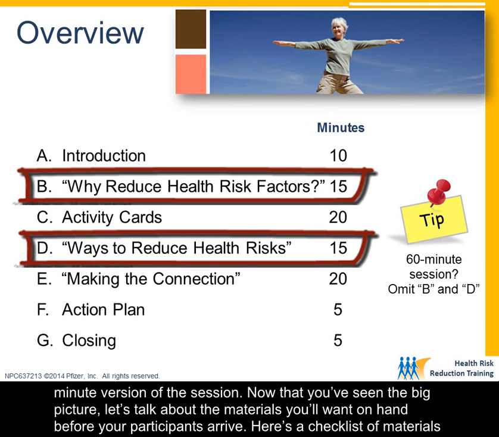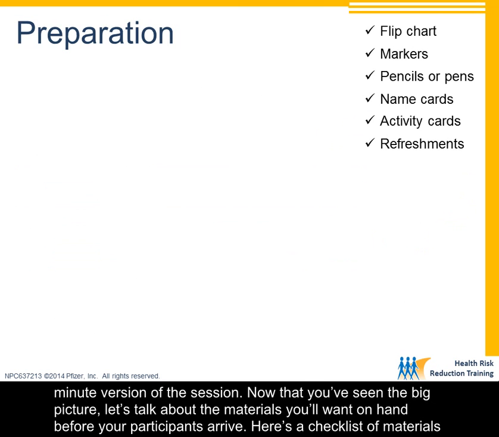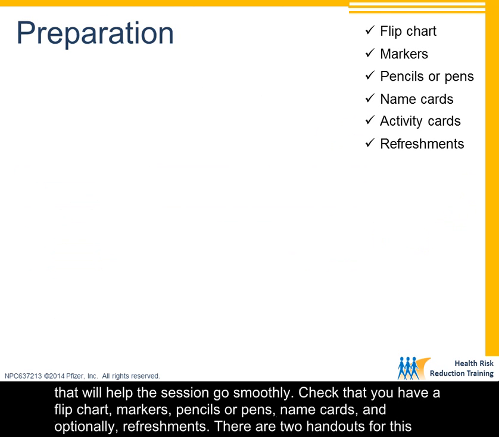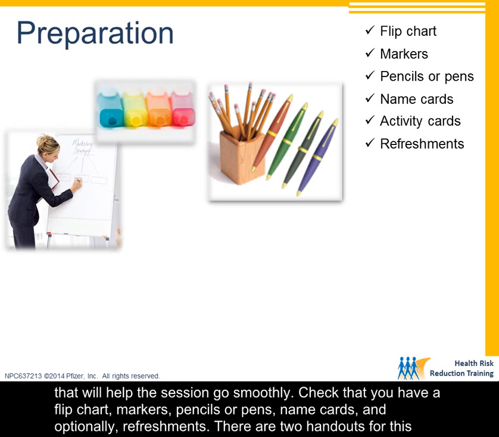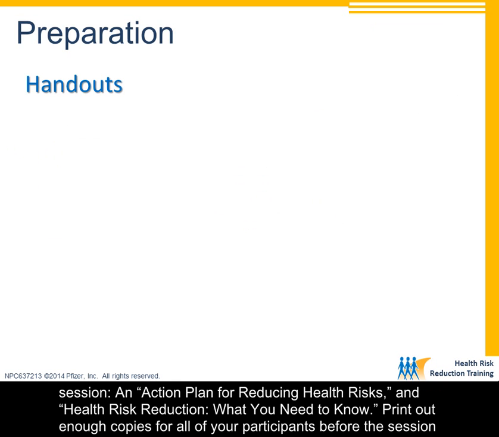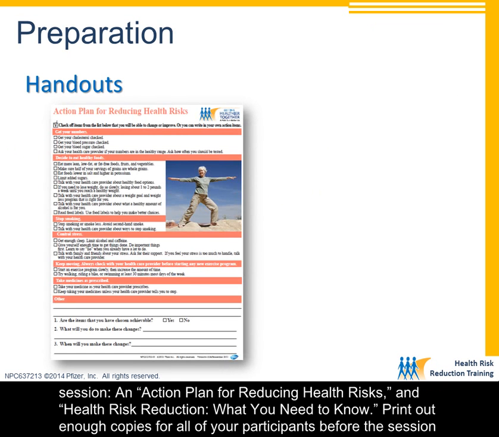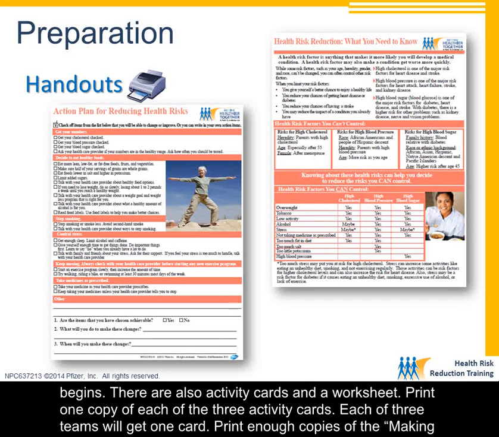Now that you've seen the big picture, let's talk about the materials you'll want on hand before your participants arrive. Here's a checklist of materials that'll help the session go smoothly. Check that you have a flip chart, markers, pencils or pens, name cards, and optionally refreshments. There are 2 handouts for this session, an action plan for reducing health risks and Health Risk Reduction, What You Need to Know. Print out enough copies for all of your participants before the session begins.